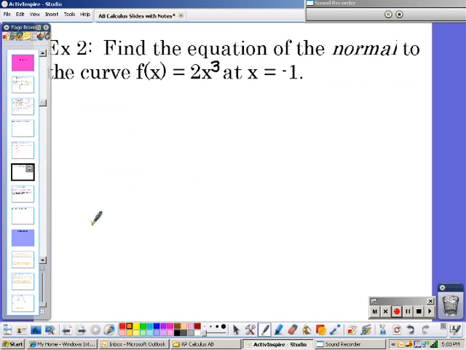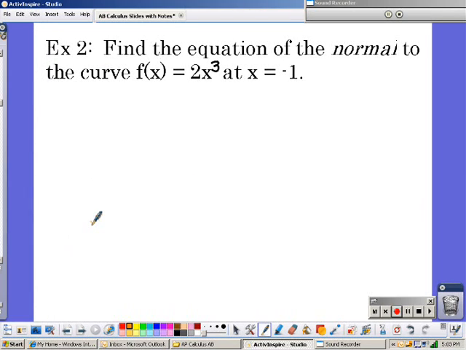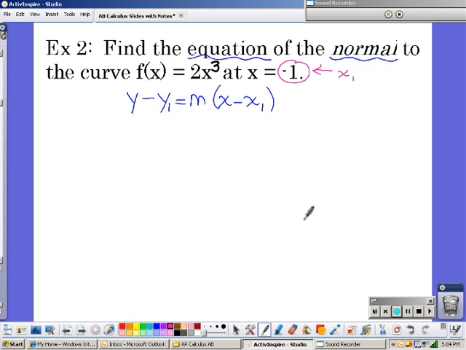Let's check out this one. Example 2 asks us to find the equation of the normal line to the curve f of x equals 2x cubed at the point x equals -1. Now, since we're finding the equation of a line, a normal line, we know that we're going to use our point-slope form, y minus y1 equals m times x minus x1. I'm going to smile to myself because I already see my x1 value. It's right here. Okay, in a moment we can use that to find y1.